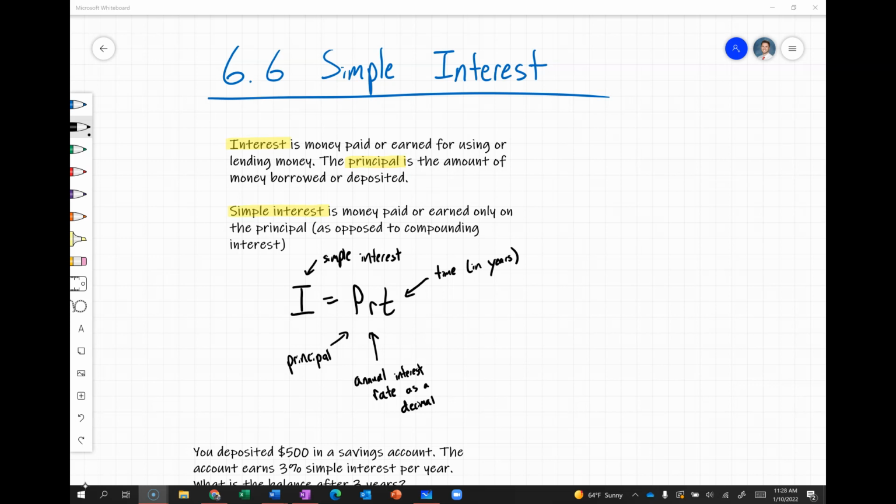So let's look at this equation for simple interest. So I, simple interest, is equal to P times R times T. P being the principal, so the initial amount. R being the annual interest rate as a decimal. And T being the time in years.